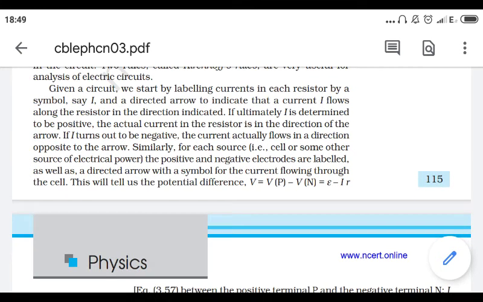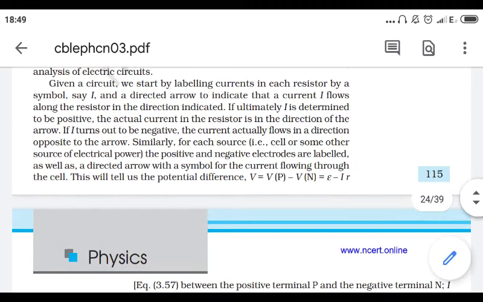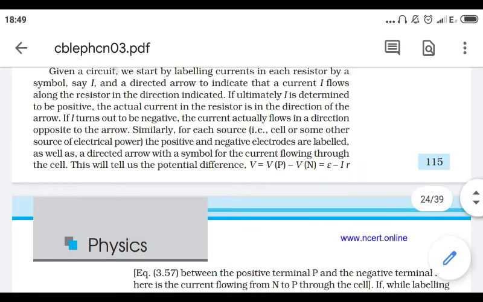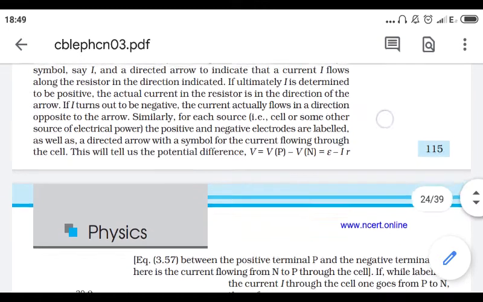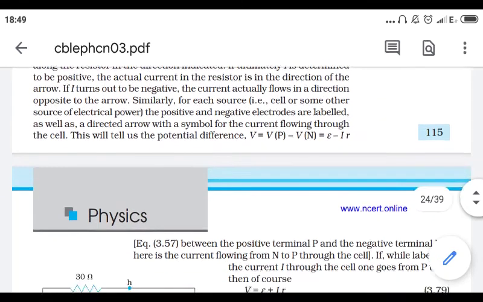Similarly, for each source, that is cells or some other source of electric power, the positive and negative electrodes are labeled as well, with a directed arrow and a symbol for the current flowing through the cell. This will tell us the potential difference.